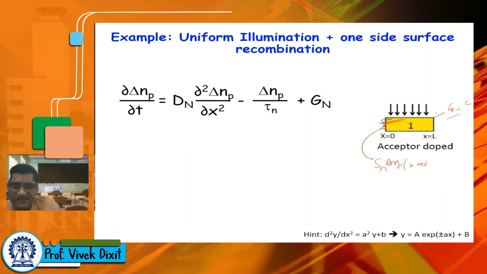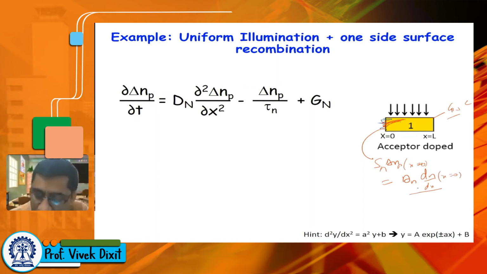So the number of carriers that are generated at x equal to L and x equal to 0 are the same, right? So this diffusion current will be the same as the recombination here. Diffusion will be D, the diffusion coefficient of n, times the derivative dn by dx, again at x equal to 0. So this diffusion of electrons will be the same as the recombination rate of the electrons at the surface. So the surface recombination rate is the same as the diffusion current.